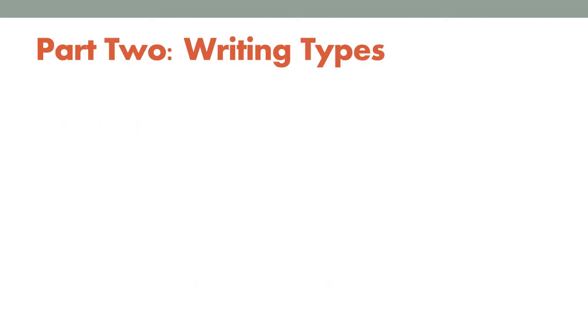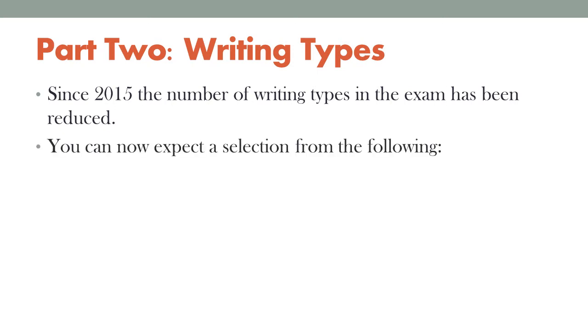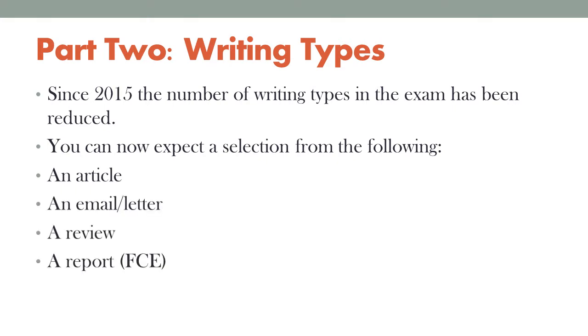Okay. So let's move on and have a look at some of the different writing types that we have in the exam. The number of writing types is a lot smaller than it used to be. There are now only these: an article, an email or letter, a review, a report in the FCE for adults, and a story for FCE for schools.